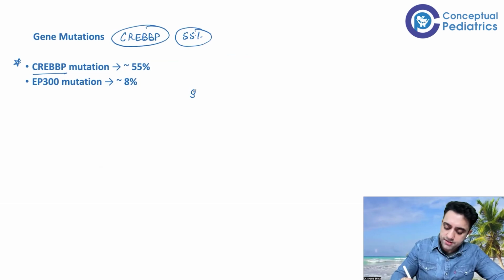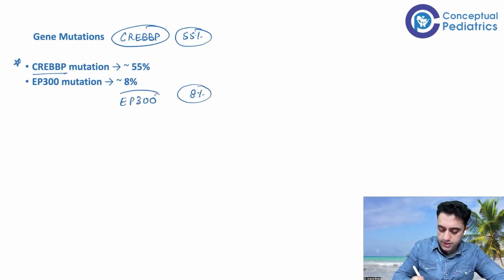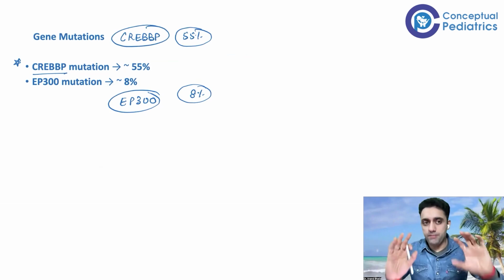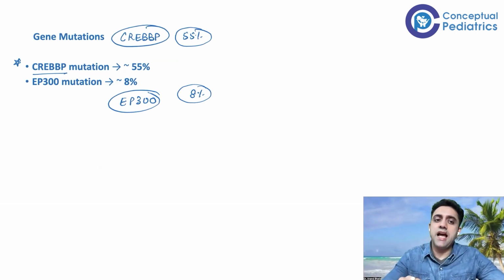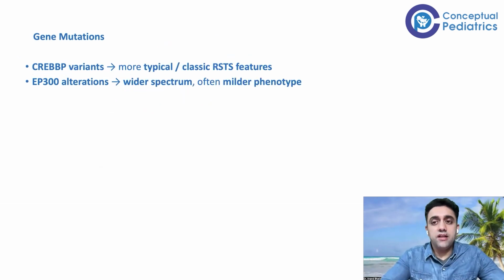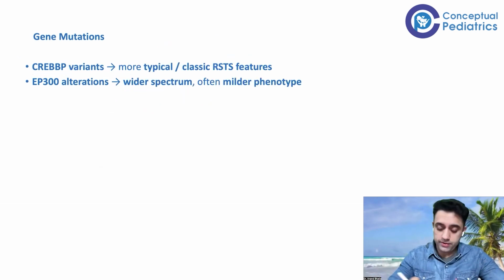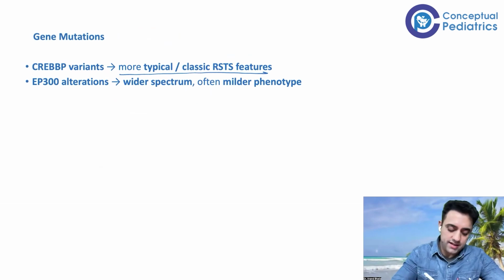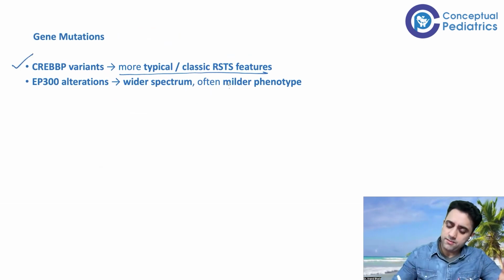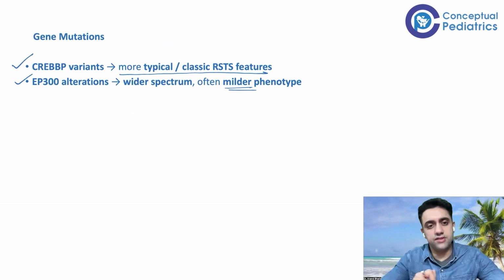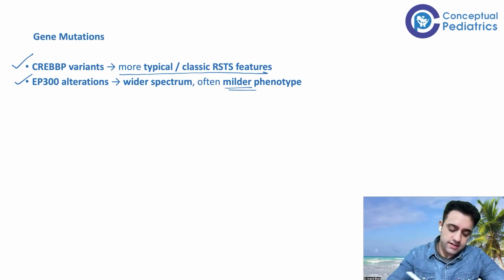And 8% basically you see in a case of EP300 mutation. There are other mutations also, but the main is CREBBP, which we have seen in 55% of cases, and EP300 mutation in 8% of cases. The classical, typical features of Rubinstein-Taybi syndrome are associated with the CREBBP variant, whereas the milder phenotype is associated with the EP300 variant.